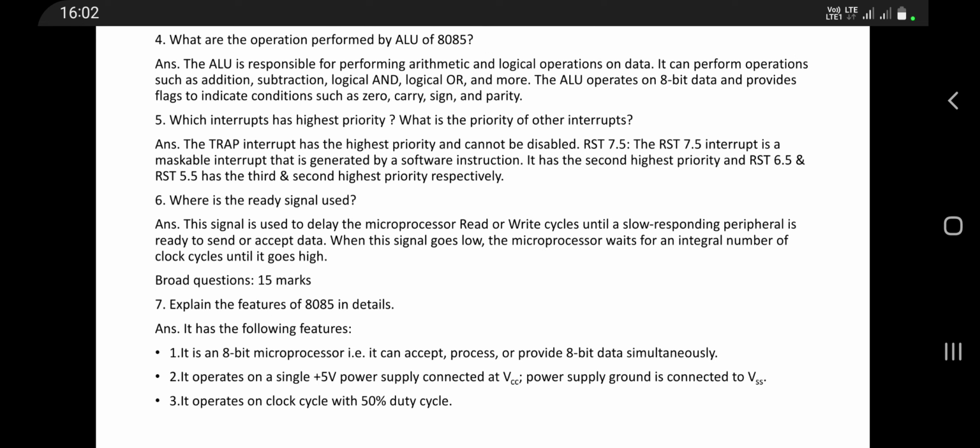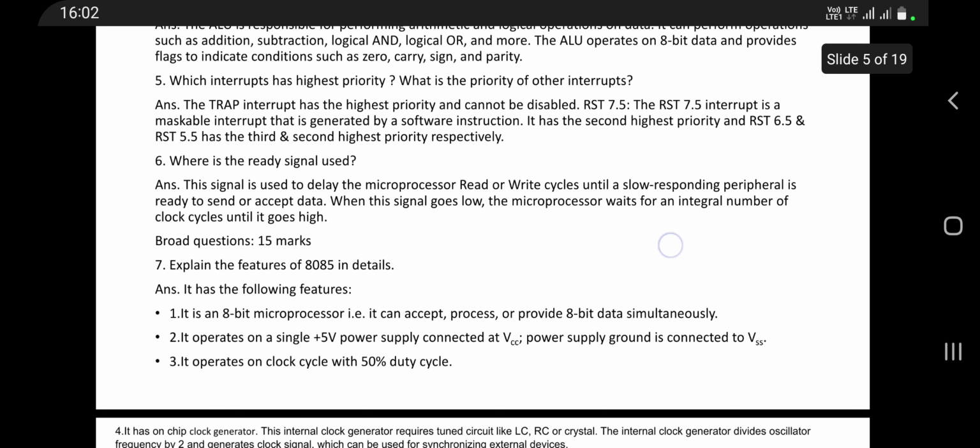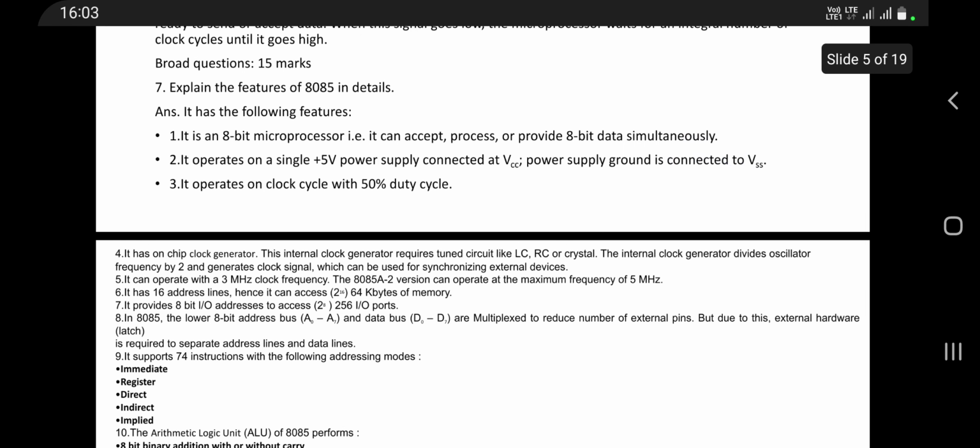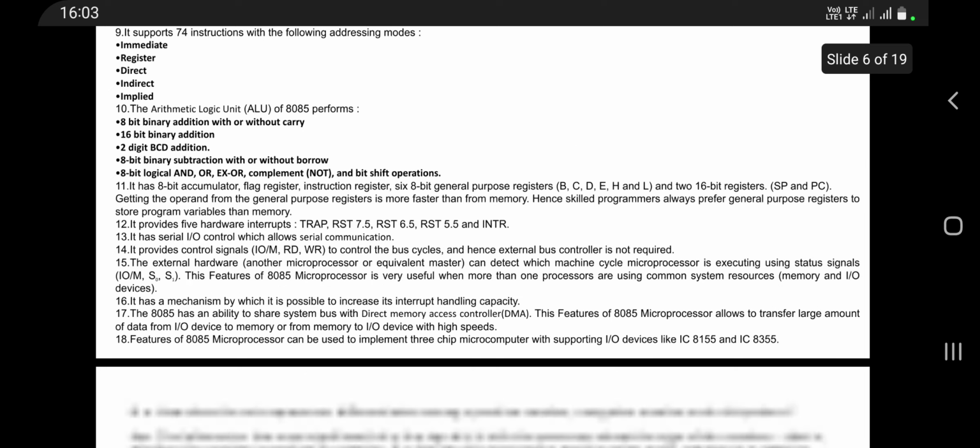Now we discuss the broad questions, that is, these are all 15 marks questions. The first question is, explain the features of 8085 in detail. During our course of study, we started with these features and explained all of them very thoroughly. You can read from the solution, which is given elaborately. I don't need to read all these points. You just read these points and memorize them.